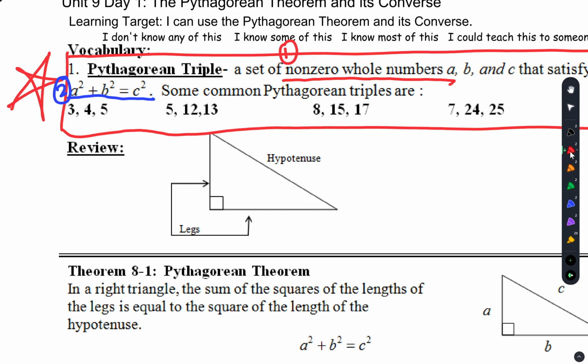Because we're focusing so heavily on right triangles this unit, I did want to point out some right triangle vocab. The number one thing that we're going to see when we talk about right triangles is the hypotenuse of our right triangle, which is always directly across from the right angle. And then the other two sides we call the legs.